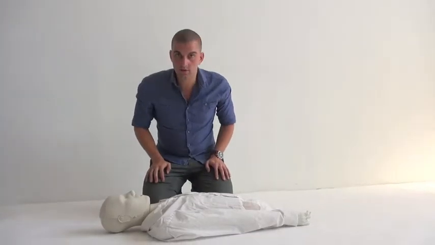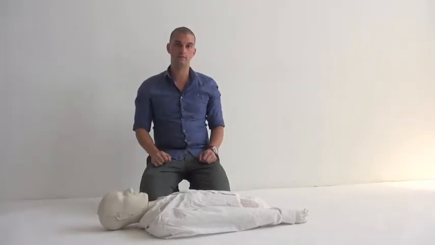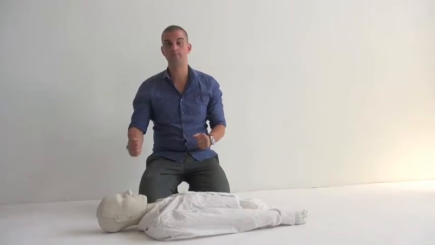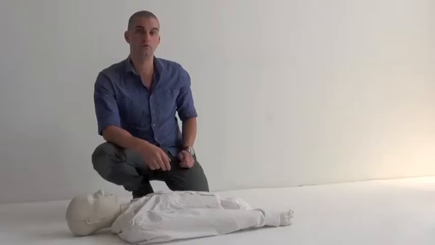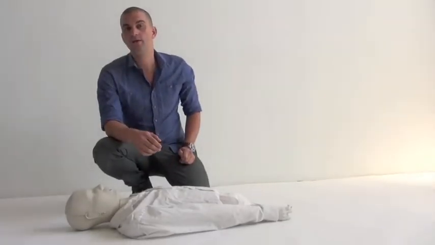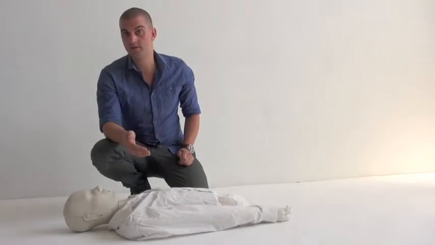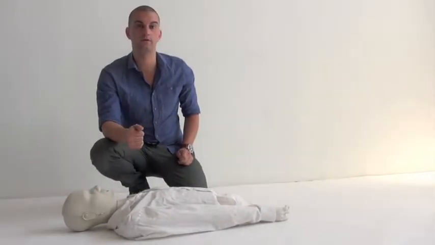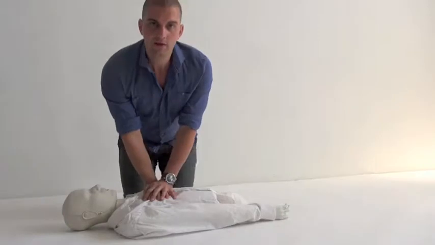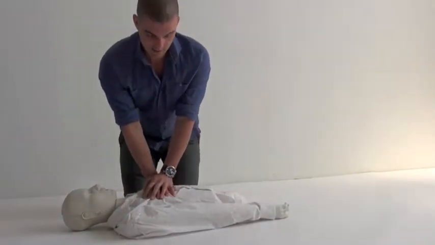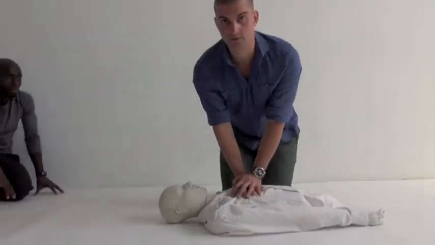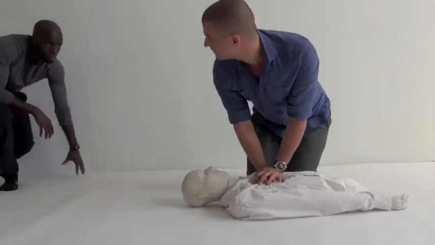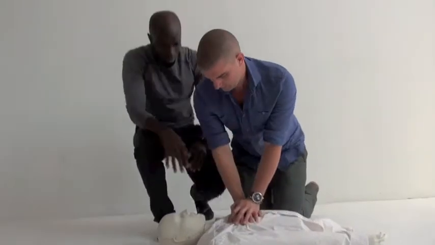Keep going, do not stop until an ambulance arrives or the patient starts to breathe. If you're in an area where there is no ambulance, then keep going for about 30 minutes. If the patient has not started breathing after 30 minutes, then it's unlikely that they'll survive. 30 minutes is a long time to be doing chest compressions. So if there are bystanders that can help you, ask them to. Try to swap every 2 minutes. You can take over from there.